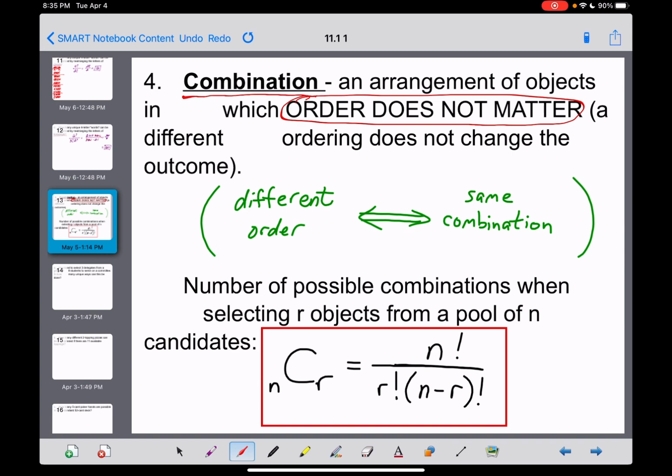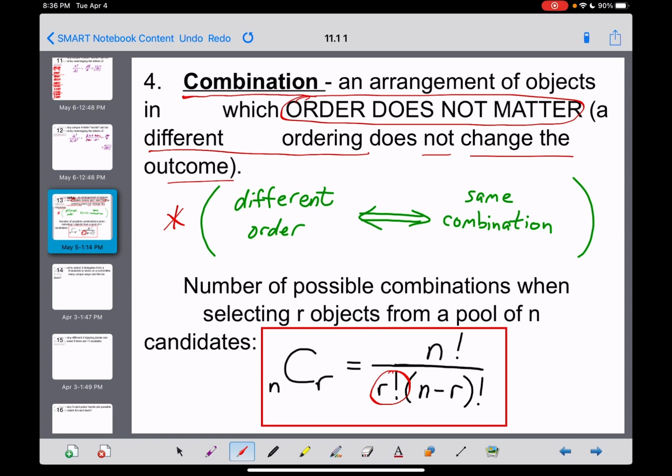That means that if we make a different ordering, it does not change the outcome. So here's the quick takeaway for a combination: a different order doesn't change things, and it's still the same combination. We have a formula here for combinations that's really similar to the formula we had for permutations, except that it also has this extra r factorial in the denominator. Other than that, the two formulas are the same.